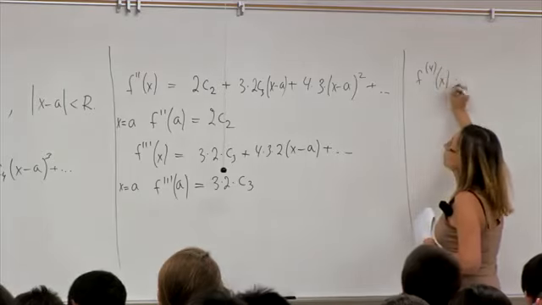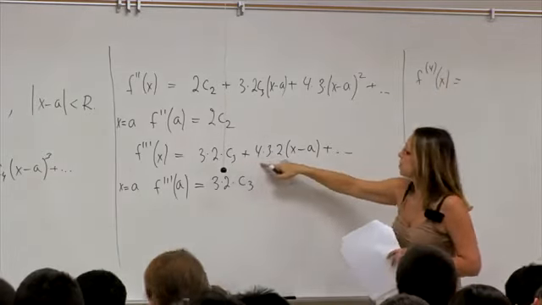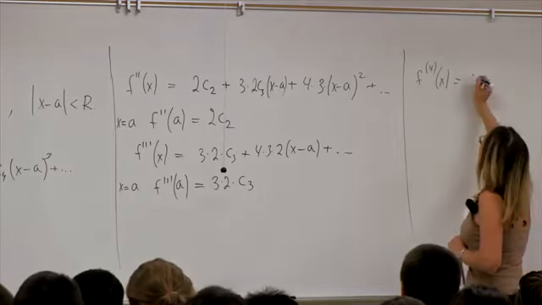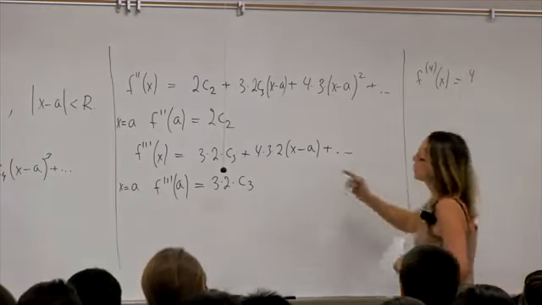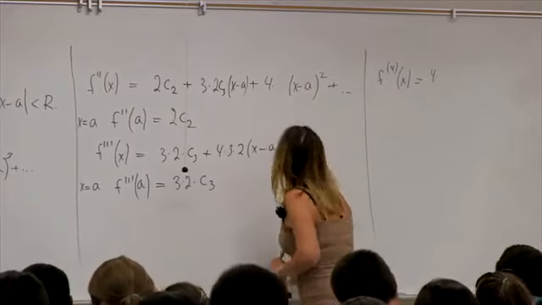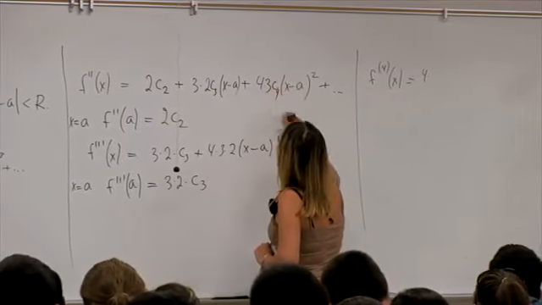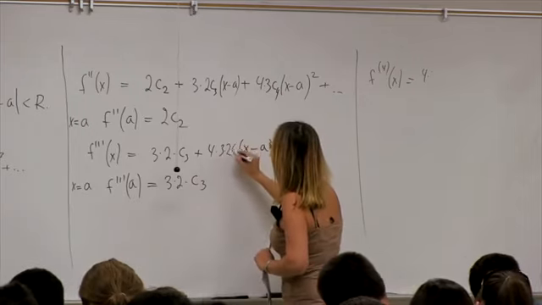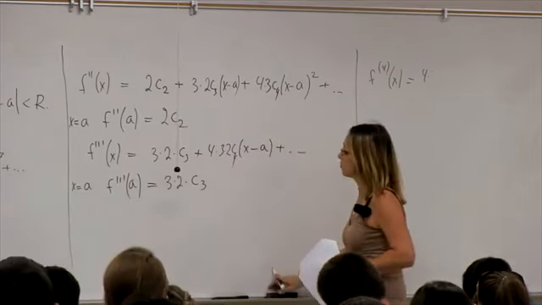The fourth derivative. So I have to take this expression and differentiate it. I only have one term. Okay, I have 4 times 3 times 2 times c4. Oh, and I forgot the coefficient c4 here. Sorry. This is terrible. 3 c4, like this. Sorry.